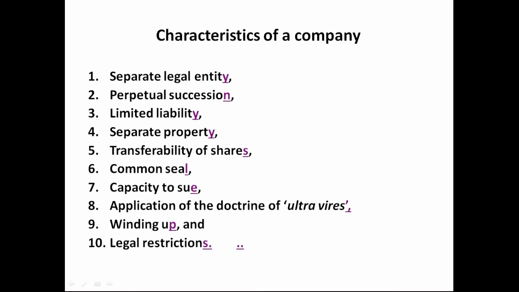Now let's recap what we have seen in this particular session. We have seen the characteristics of a company. We have seen 10 characteristics. They are the separate legal entity, perpetual succession, limited liability, separate property, the transferability of shares, common seal, capacity to sue, the doctrine of ultra vires, winding up, and finally the legal restrictions. I'm sure you'll be able to remember at least quite a number of them, if not all of them. So now we'll come to unit number 3.